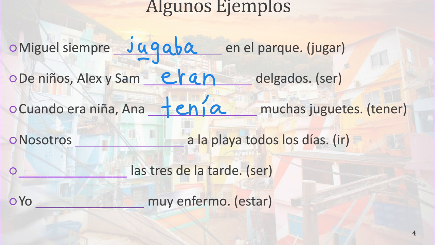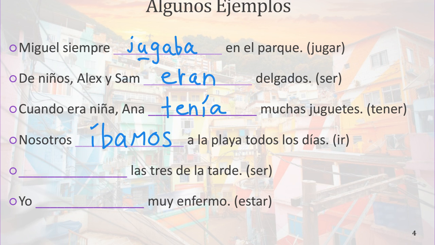Nosotros ir a la playa todos los días. That clue word, todos los días, tells us that we should use the imperfect here. Ir is an irregular, so we're going to do íbamos. Remember the accent mark there. Nosotros íbamos a la playa todos los días. We used to go to the beach every day.